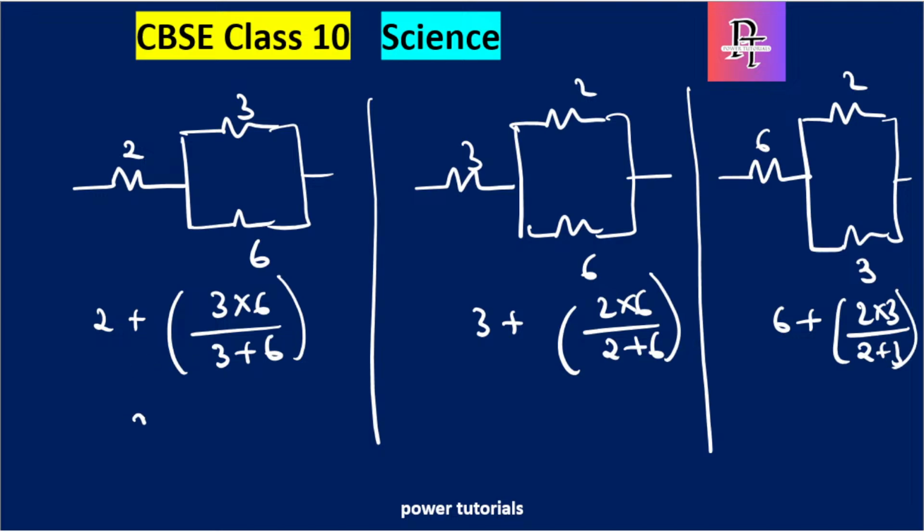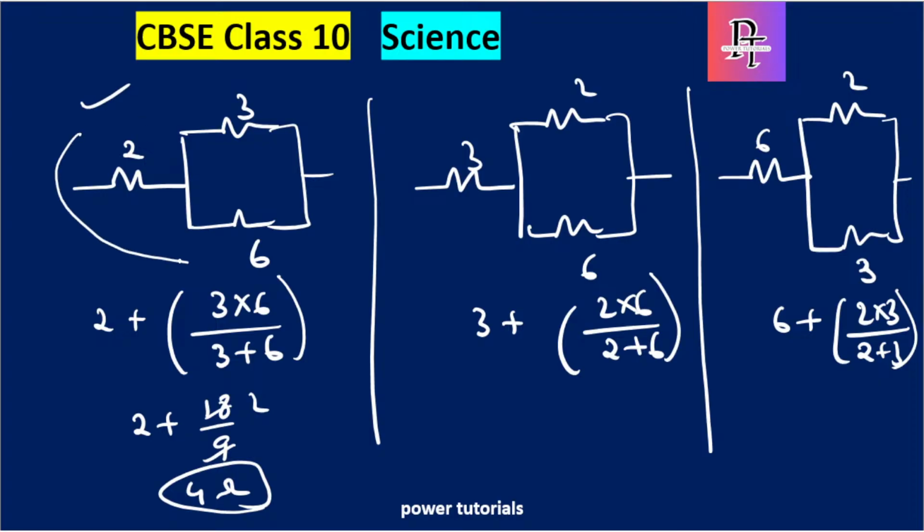Okay, so here it will be 2 plus 6 3s are 18 by 9, which is 2. Hence I got the answer as 4 ohms here. So this is the correct answer: 2 ohms in series with the parallel combination of 3 and 6. Okay, but still we'll see what the other answers are.